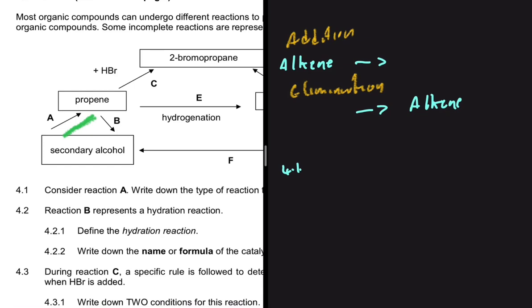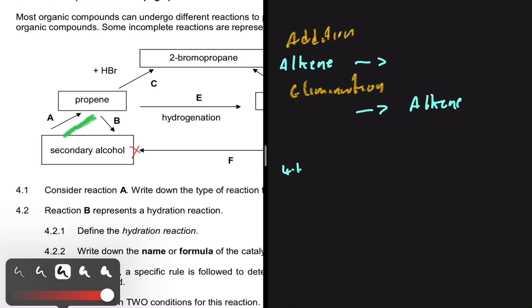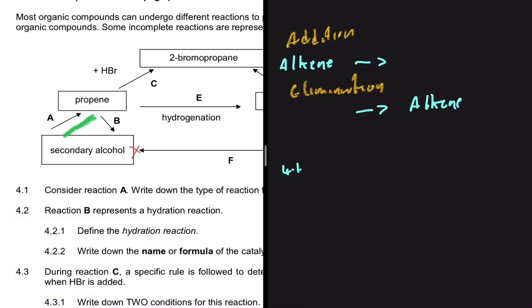Do we start with an alkene? No, we don't. We start with a secondary alcohol. Do we end up with an alkene? Yes, we do. We have propene as our product, right? So we know fully well that from that only, our reaction is an elimination reaction. Our second condition is met. So the answer to 4.1 is elimination.